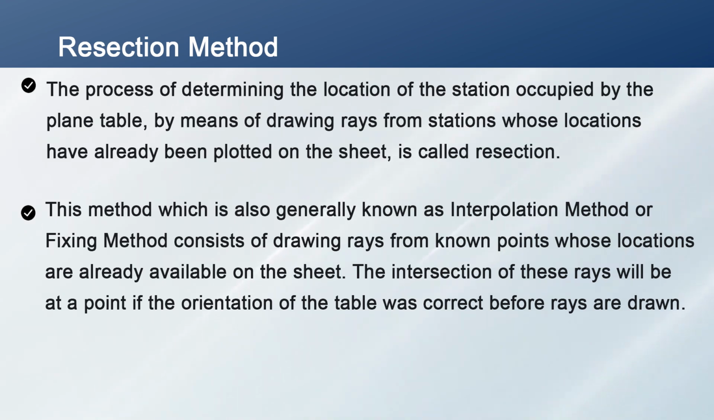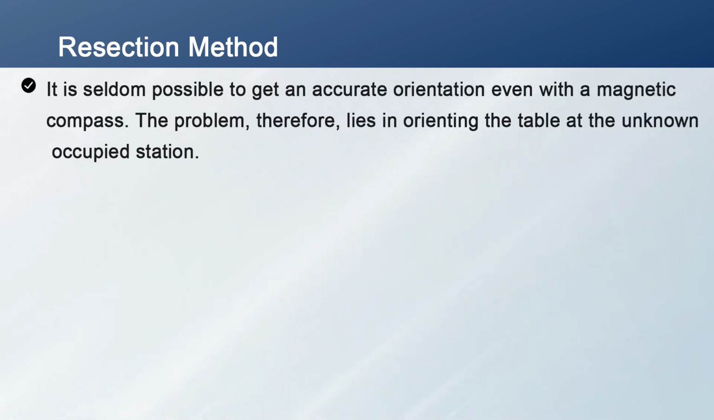The intersection of these rays will be at a point if the orientation of the table was correct before the rays are drawn. It is seldom possible to get an accurate orientation even with a magnetic compass. It means that it is only sometimes possible to get an exact orientation even if we have a compass. The problem therefore lies in orienting the table at the unknown occupied station. It may be solved by one of the following methods.